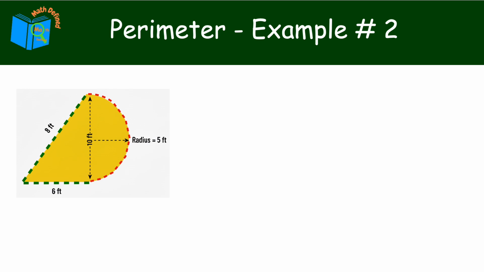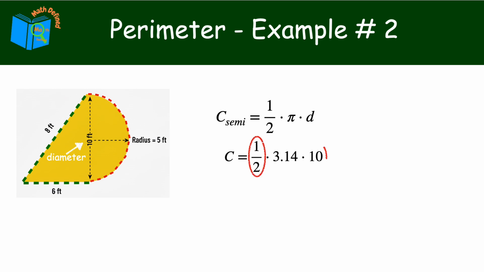The formula to find the circumference, or perimeter, of a full circle is pi times diameter. But we have half a circle, so we'll need to divide the circumference in half. The given diameter is 10 feet. Using 3.14 for pi, we have 1/2 times 3.14 times 10. Let's get rid of that fraction first. 1/2 of 10 is 5. Now we just multiply 3.14 times 5, which gives us 15.7 feet for the arc.